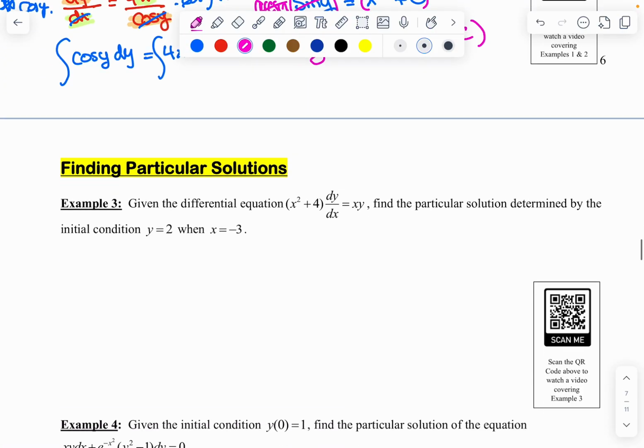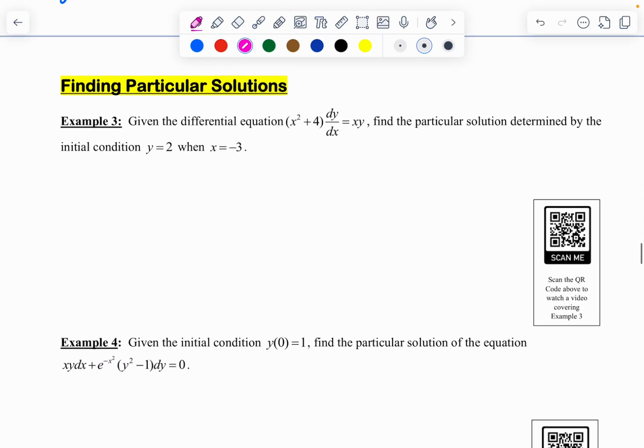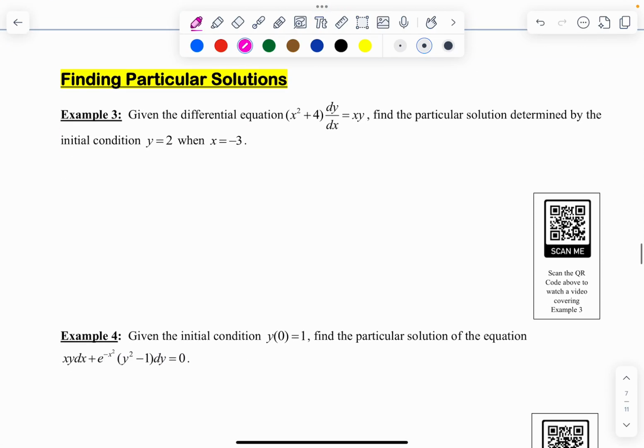All right, now how do we find that particular solution? So finding the particular solution. Well, the only difference between finding the general and the particular is that with the particular solution, you have to go one more step and solve for c. That's basically it. So first off, we are still going to find the general solution. And then we're going to use the initial condition, which is 2 and -3, and we're going to plug those into the general solution to help us solve for c. That's all it is.